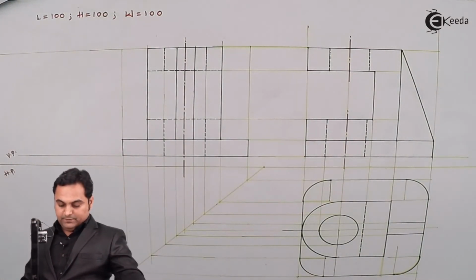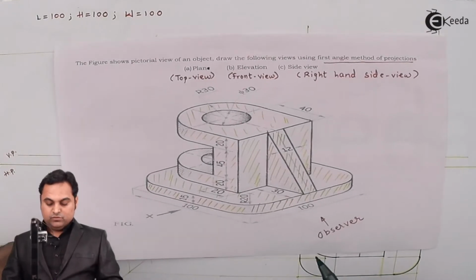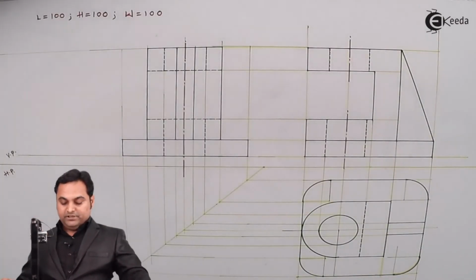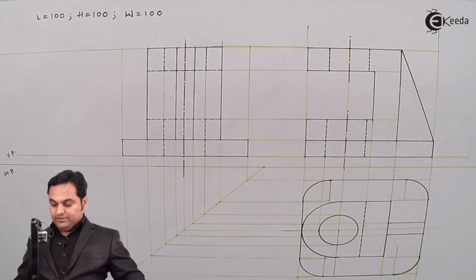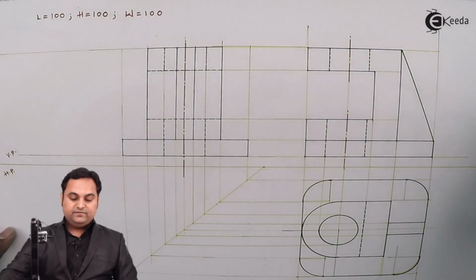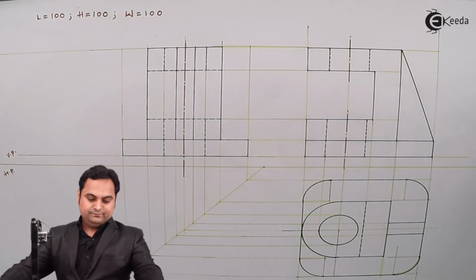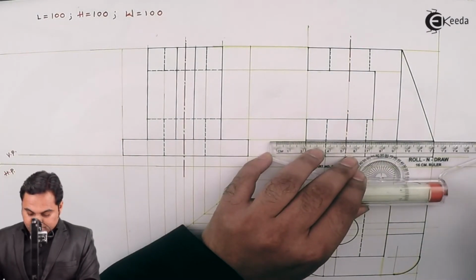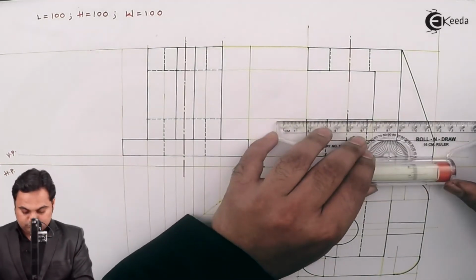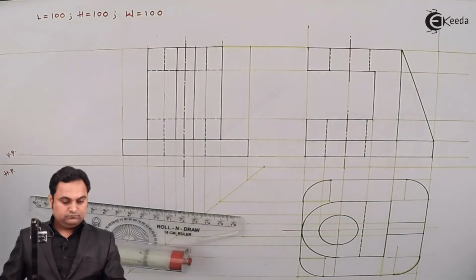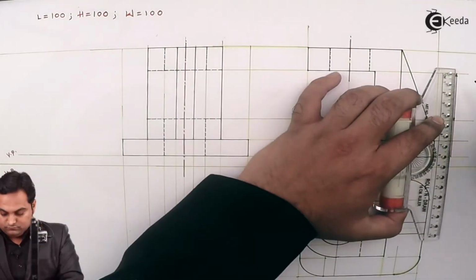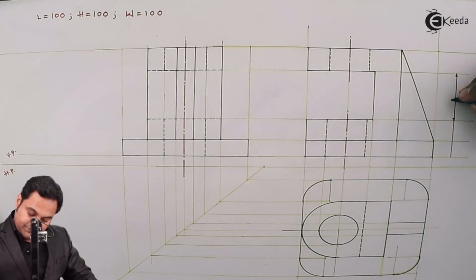So here we complete the side view of the given object as an observer here. We have drawn completely the visible portion and the hidden portion. Next, I'll give the dimensions to it, starting with the front view. 45 mm height here.